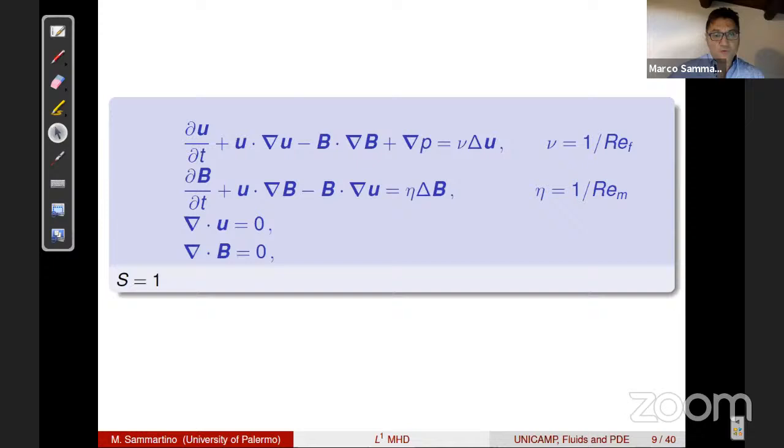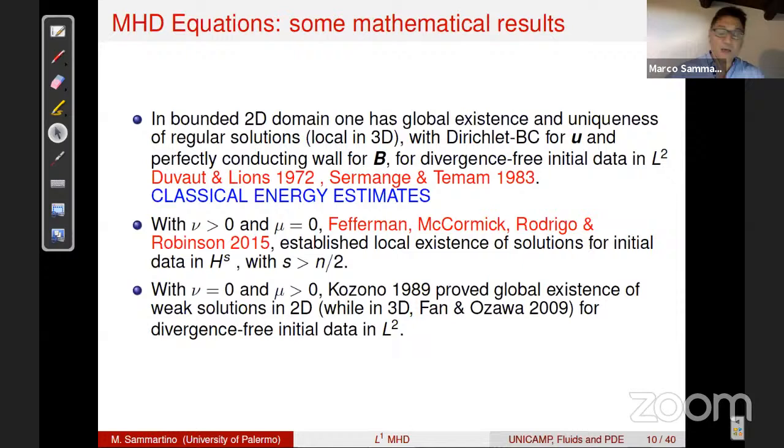Okay, so I will not make any attempt to review all the relevant results concerning the MHD equations. So let me just mention the classical result of Duvaut and Lions and Sermange and Temam, going back to the 70s or early 80s, in which, using classical analysis, they proved global existence in 2D and uniqueness of regular solutions locally in time in 3D, for divergence-free initial data in L2.